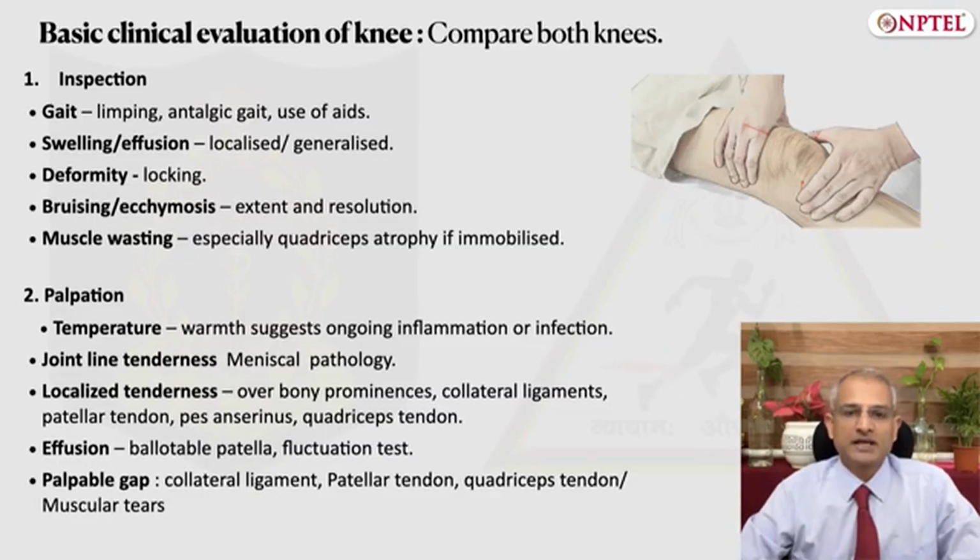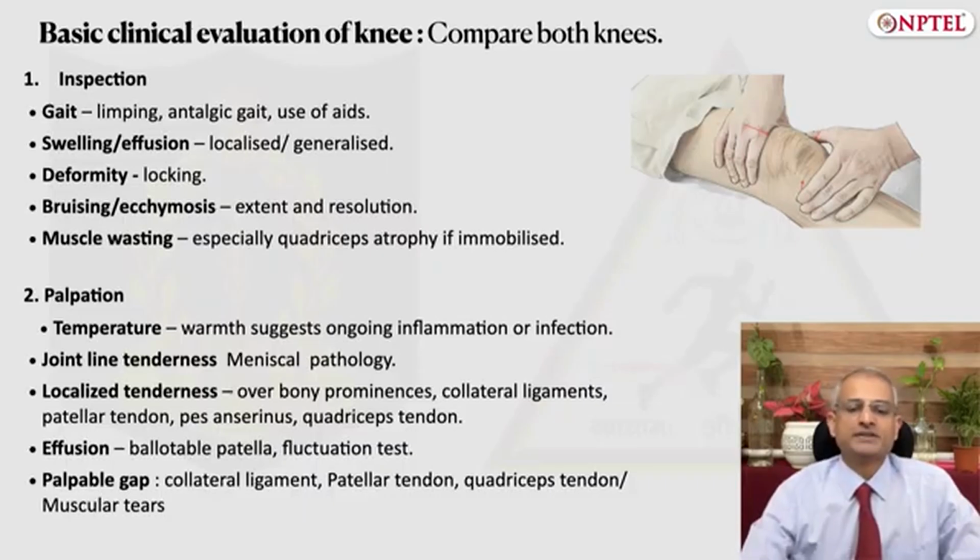The common sites where you need to check for tenderness are the joint line. Joint line tenderness, generally medial or lateral, may indicate a meniscal pathology. A localized tenderness over bony prominences may be present, and it may indicate bony injury or injury to the collateral ligaments, the patellar tendon, the pes anserinus, which may be noted. Or sometimes the tenderness may be over the quadriceps tendon.